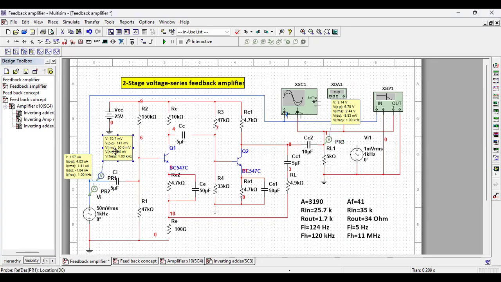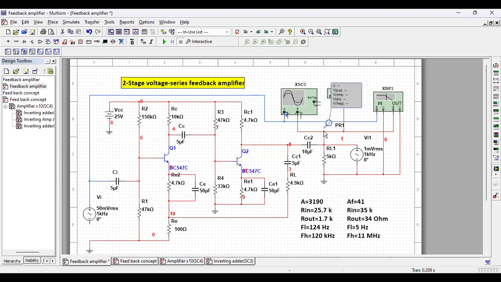Lastly, let us see the output impedance. Right. I'll once again disconnect the input source, connect a source from the reverse side in the output, connect a voltmeter here, and connect a current meter here. Earlier it was 1.7 K. Let us see how it is now.